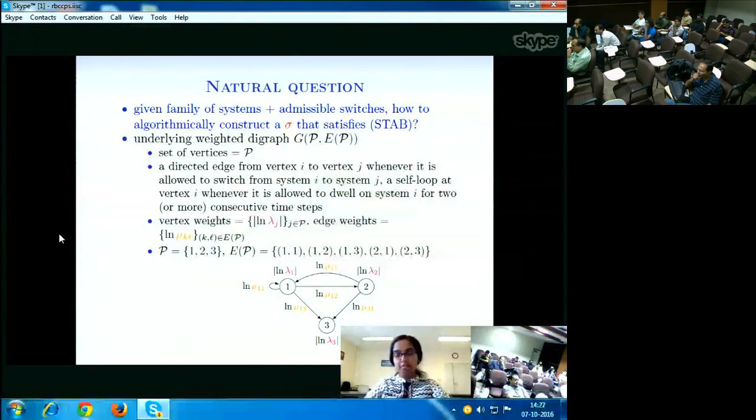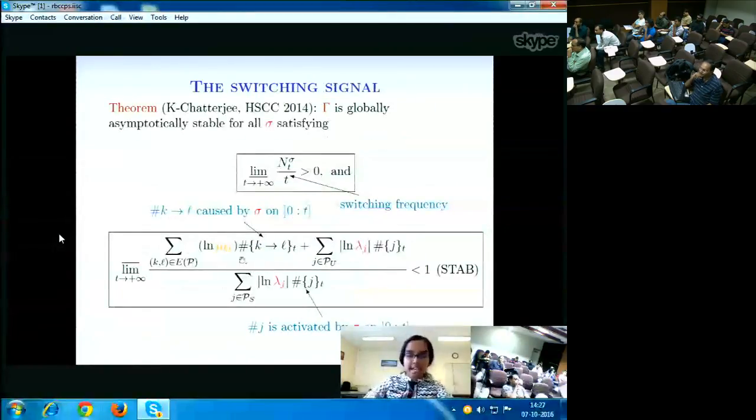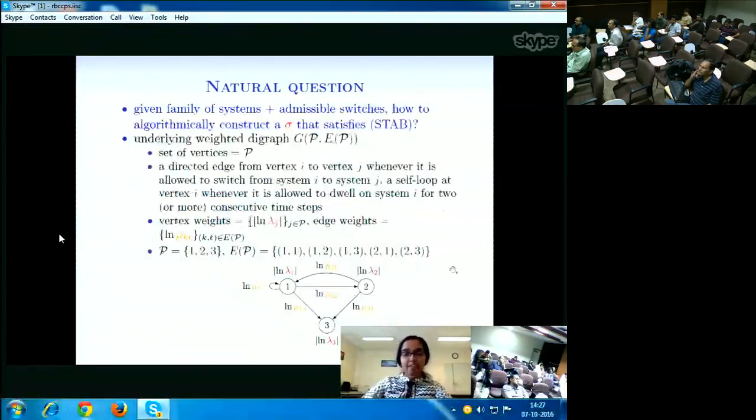Now, this choice comes naturally, because if we get back to our stability condition, see here, with every admissible switch, we have these weights associated, and with every activation of a system, we have these weights associated. So now these systems are the vertices and admissible switches are the edges. So quite naturally, we associate these scalars as the vertex weights, and these are now the edge weights. So what we have here is a weighted directed graph. Here's an example. Let's say that the given family has three systems. So this graph has three vertices. Now it's allowed to dwell on system one. So here is a self loop on system one. Corresponding to every other admissible switch, we have directed edges. So for one to two, we have a directed edge between vertices one and two. And these scalars are the edge weights and the vertex weights.